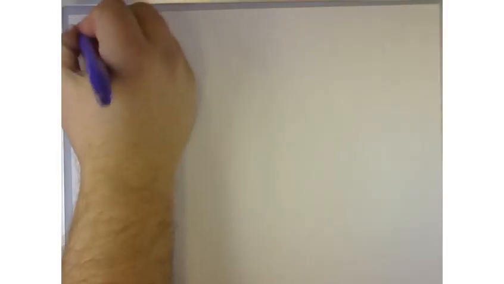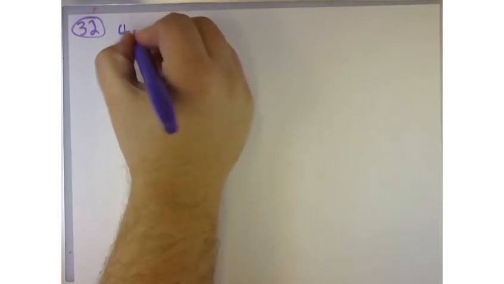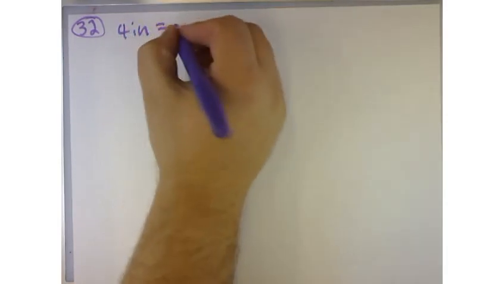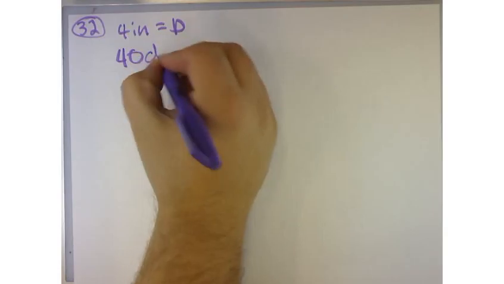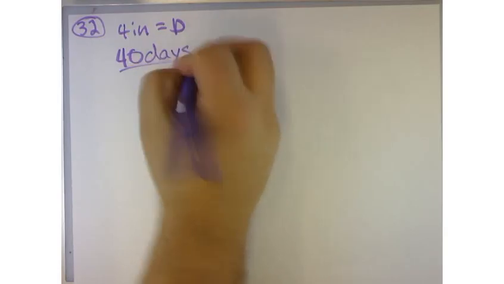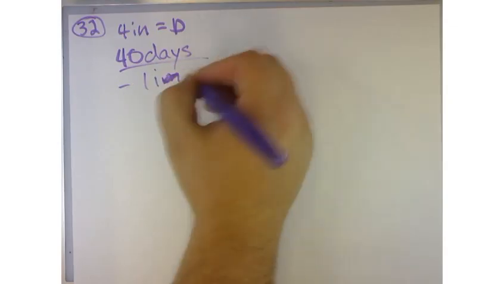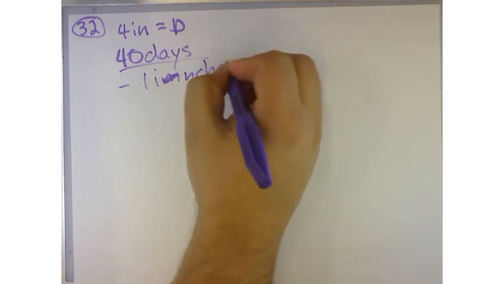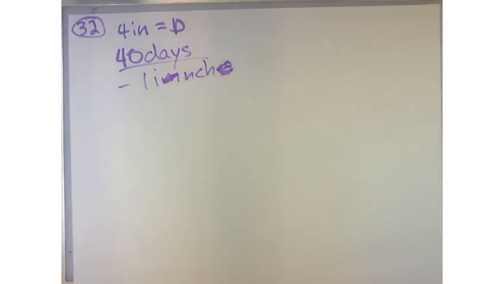For problem number 32, we start off at 4 inches as the diameter of the snowball, and it takes about 40 days to lose 1 inch, right? So we lose 1 inch. Whoops, I misspelled inch somehow. It's just 1 inch. I'm tired. So now probably there's some sort of composite function or something that we could do.